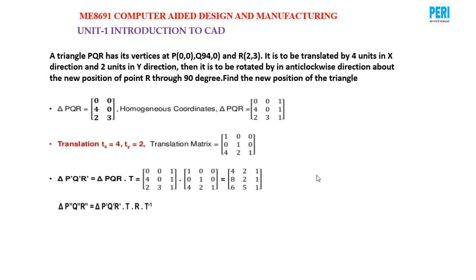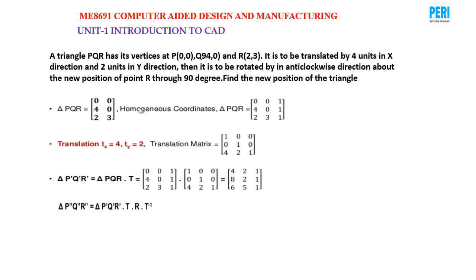In this case the coordinate points are 0, 0, 4, 0, 2, 3. So the triangle coordinate points are 0, 0, 4, 0, 2, 3. Homogeneous means a third column is introduced, that should be unit 1 1 1. Translation 4 and 2, Tx 4, Ty 2. In the translation matrix, Tx and Ty are introduced in the unit matrix in the third row only. Instead of 0 0 we substitute 4 and 2.